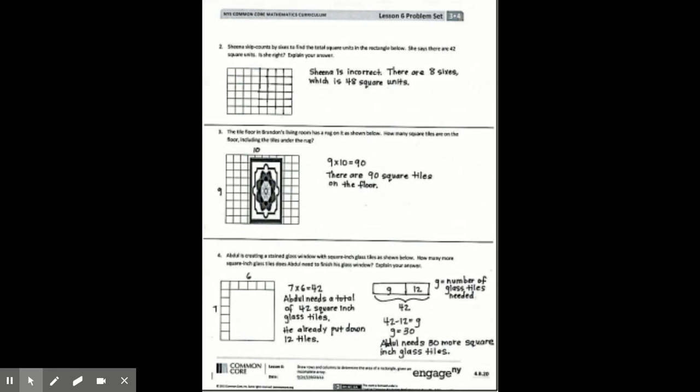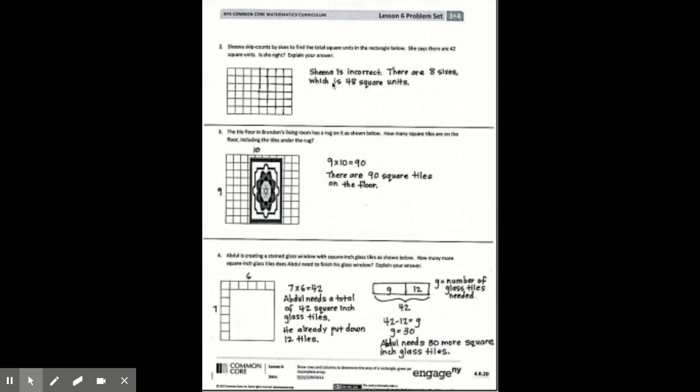And then if we go to our second page of our problem set, number 2 says, Sheena skip counts by 6s to find the total square units in this rectangle below. She says there are 42 square units. Is she right? Explain your answer. So if we look at it and we fill in the rest of our missing pieces, one thing I noticed that Sheena did not do is she did not label her sides, and I would recommend that you always label your sides.